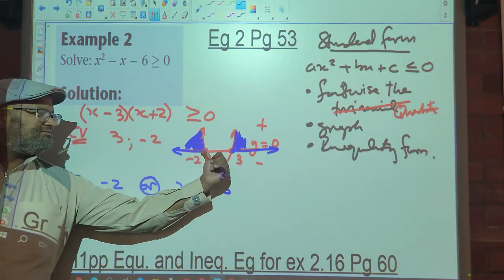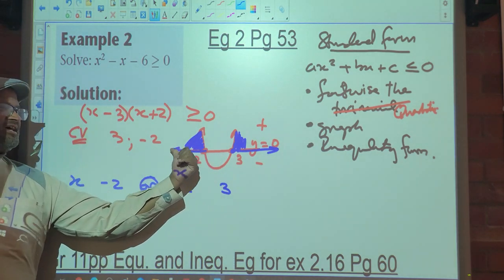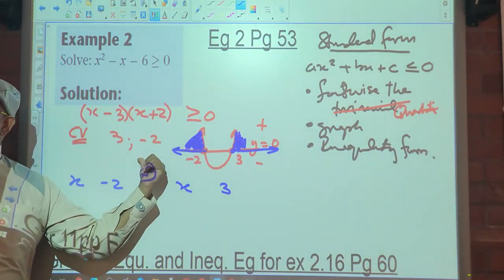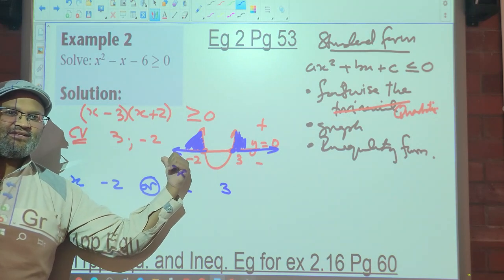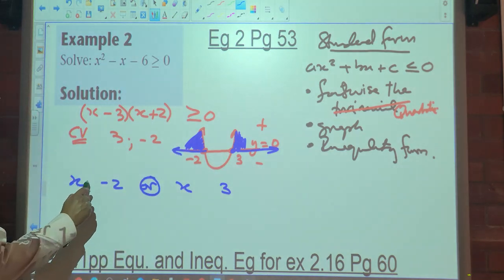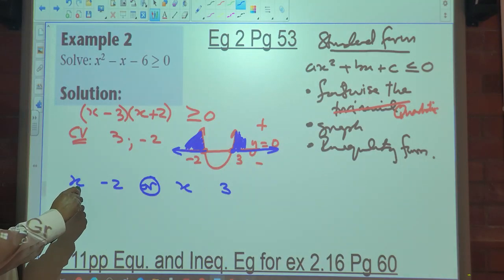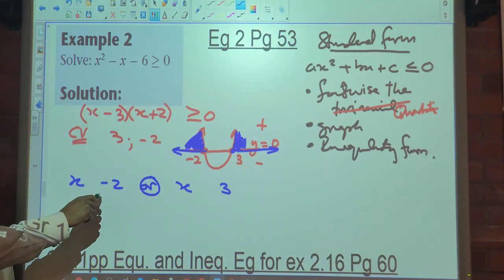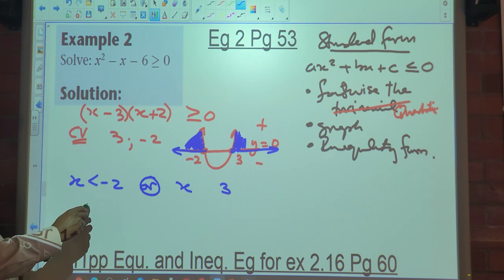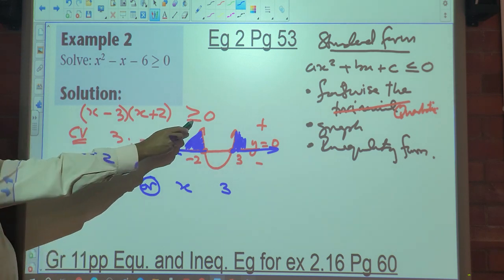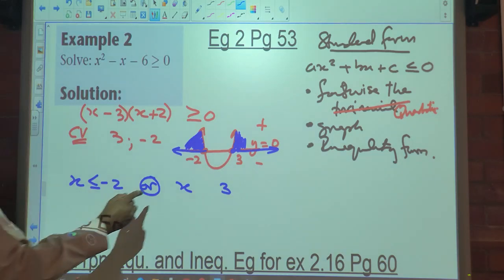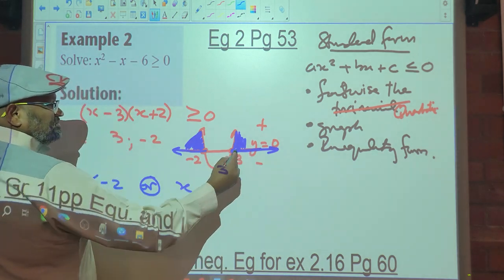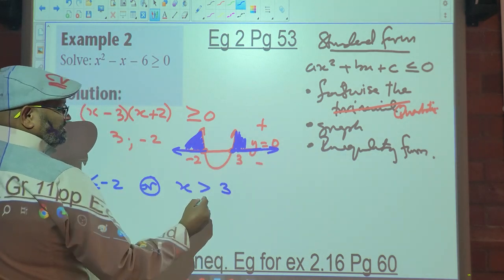So we go in this direction now. Is this more than or less than? Less than. Can you see that, people? I'm going to the negative direction. So it's less than. So x must be. Now must the inequality be open or closed to the x? Closed. So x must be less than or equal to negative 2. You see that, people? Or in that direction, x must be more than or equal to 3.